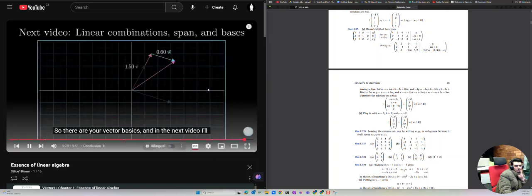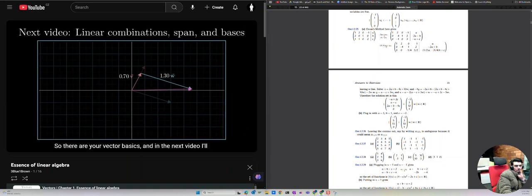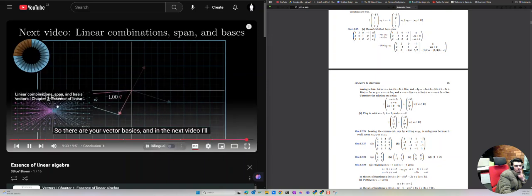So there are your vector basics, and in the next video, I'll start getting into some pretty neat concepts surrounding vectors, like span, bases, and linear dependence. See you then!